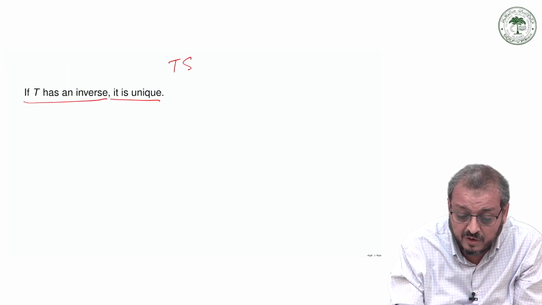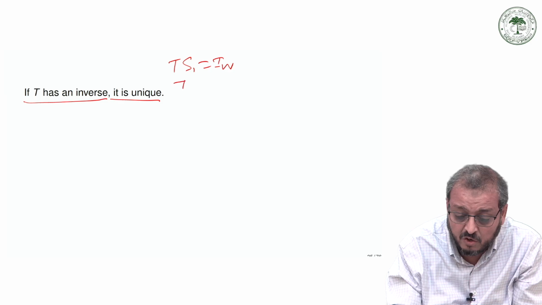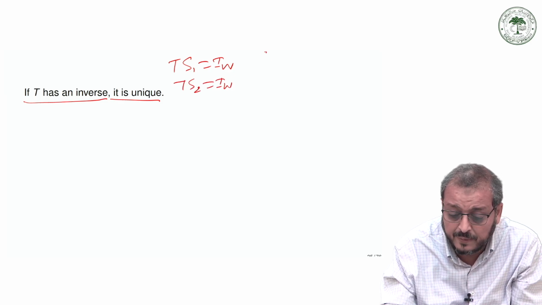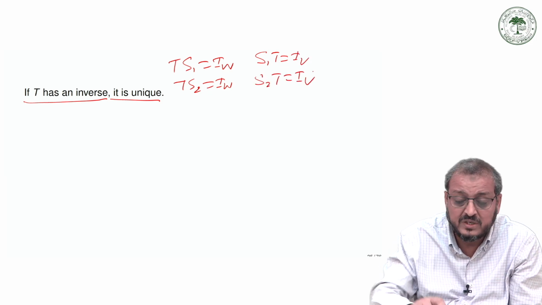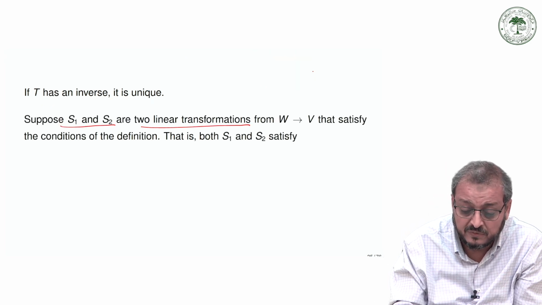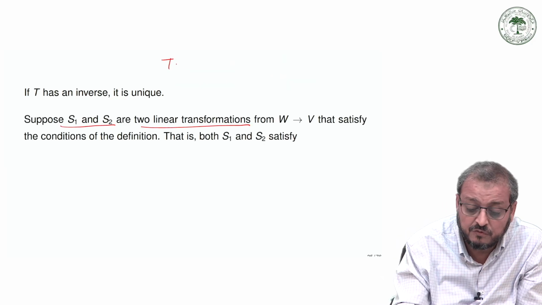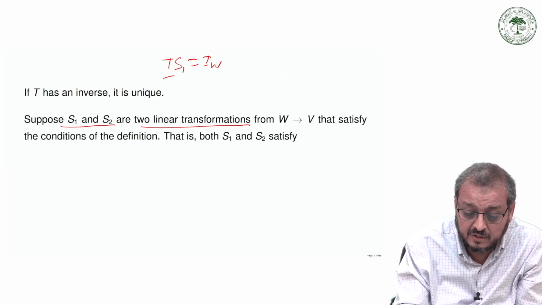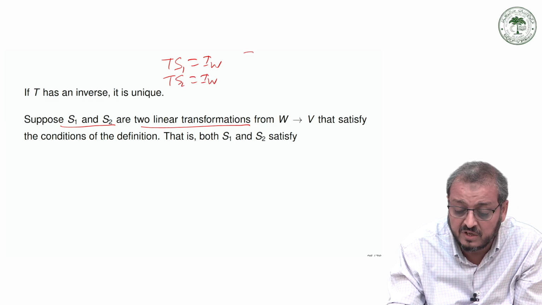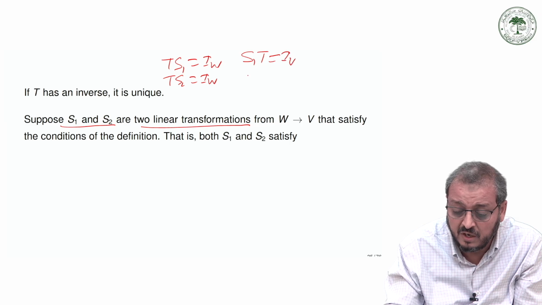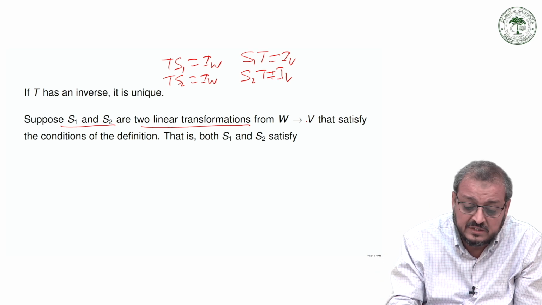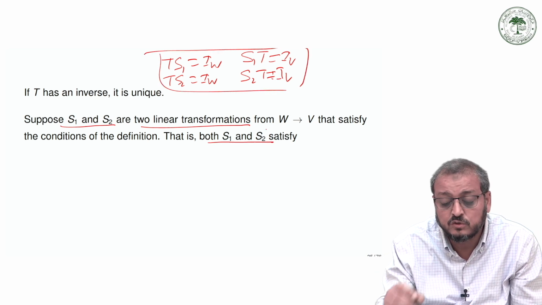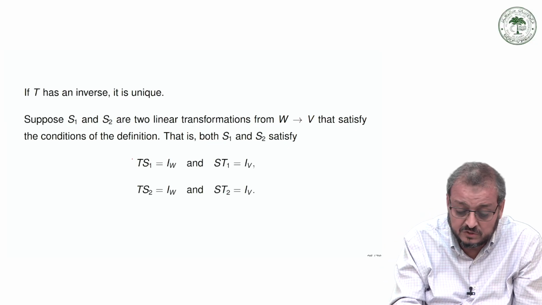We have TS1 is equal to the identity of W, and TS2 is also equal to the identity of W, and then S1T is equal to the identity of V, and S2T is also the identity of V. So we assume these two conditions. Both S1 and S2 satisfy this condition.